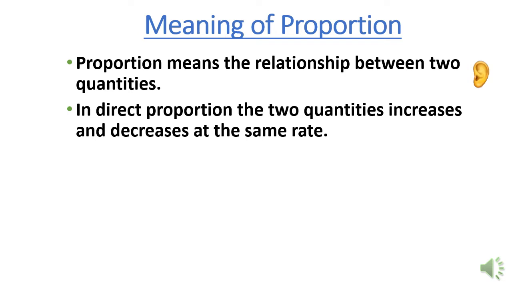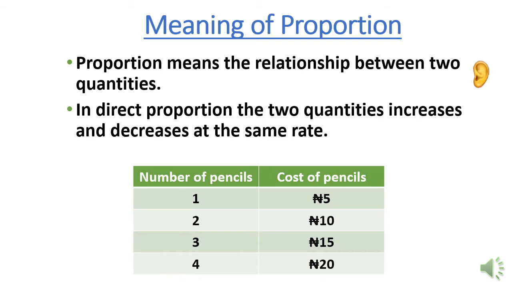In direct proportion, the two quantities increase and decrease at the same rate. Let's look at this table, which has the number of pencils and the cost of pencils. You can see that one pencil costs 5 naira, 2 pencils cost 10 naira, 3 pencils cost 15 naira, and 4 pencils cost 20 naira. Look at it closely.